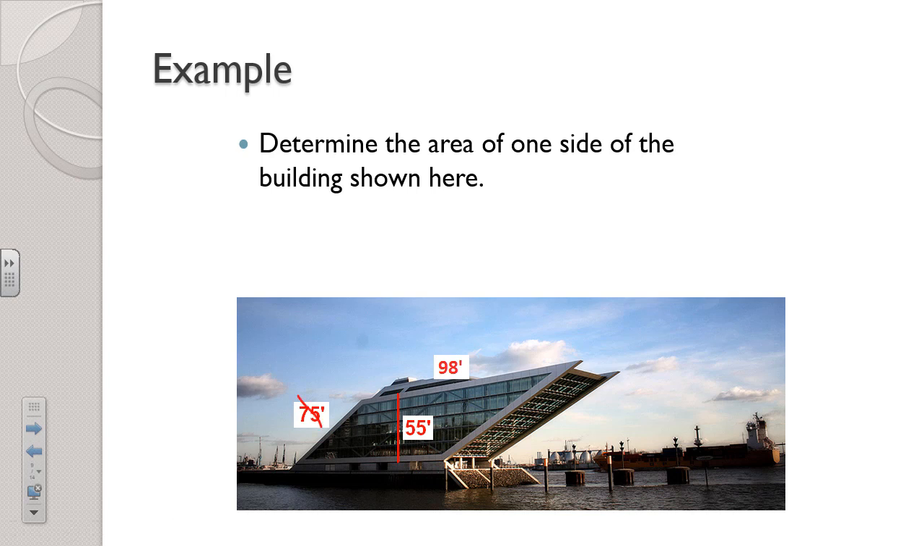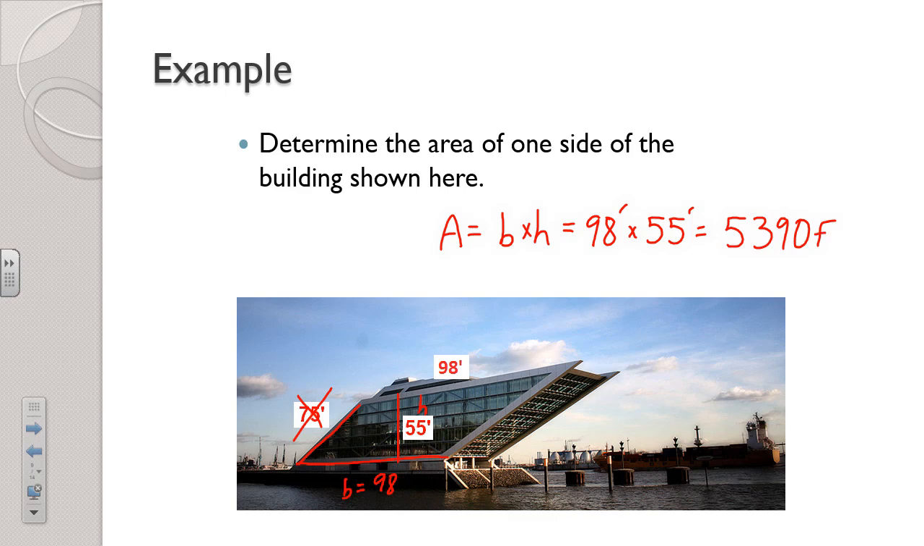Well, the 75 doesn't do us any good. That's called the slant height, the height up one edge. We would need that for the perimeter, but we don't need it for the area. So the base of this parallelogram is 98 feet. The height is 55 feet. This one's pretty straightforward. Our area will be base times height, which in this case is 98 by 55, and that is 5,390 square feet on the side of that building. We're done.